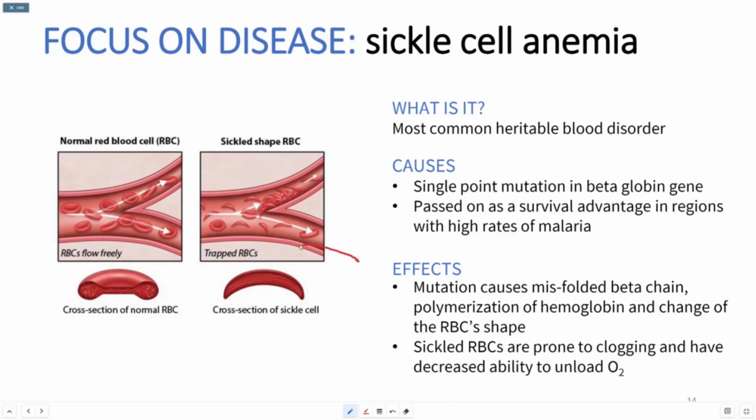So you'll see over here that instead of having a nice biconcave shape, we have a cross-section of a moon sickle shape. And as a result, in some of the smaller vessels, these regions could get clotted, causing problems.